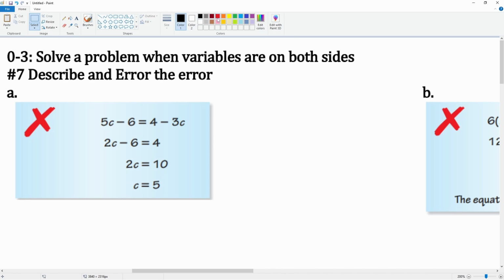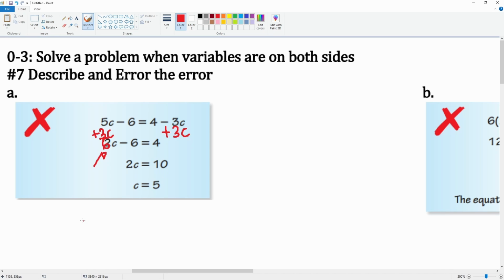We always want to move the smaller term, so we have the negative 3c here. So we're going to add 3c to both sides. When we add 3c to both sides, this 5c plus 3c should be a 6c. Minus 6 equals 4. So this is where the mistake was.